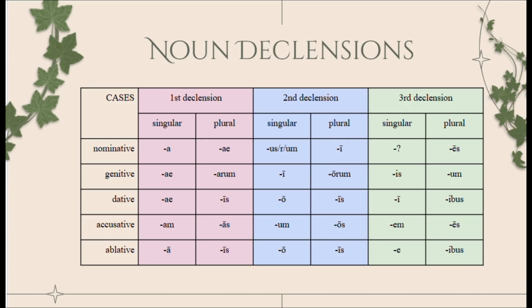Now let's specifically talk about, okay, how do we figure out what declension a noun is? How do we know whether it follows the first declension pattern of endings, the second declension pattern of endings, or the third declension pattern of endings?